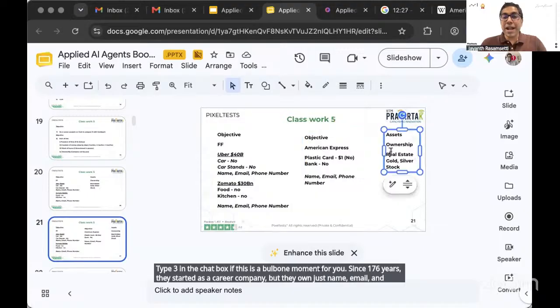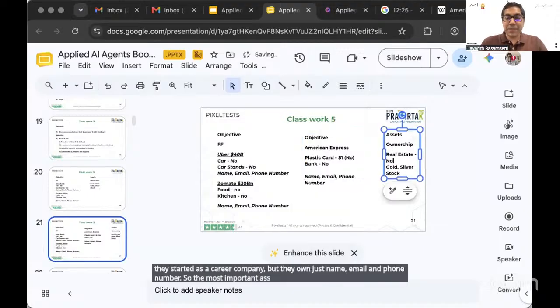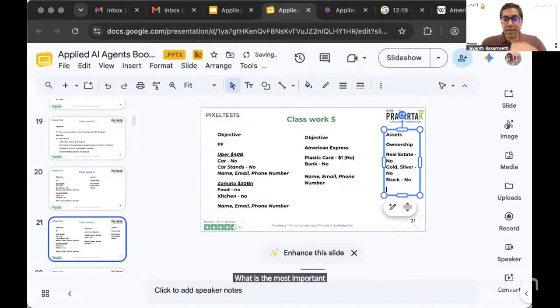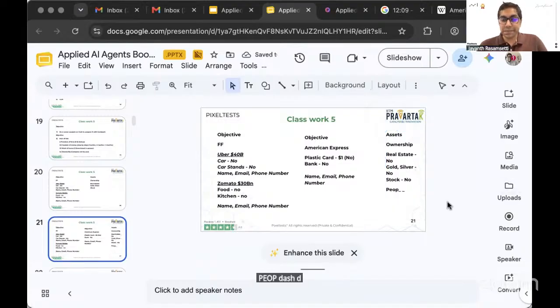So the most important asset is not real estate. It's not gold, silver. It's not stock. What is the most important? What is this word? Fill in this blank. PEOP dash dash. Type in the chat box what it is.